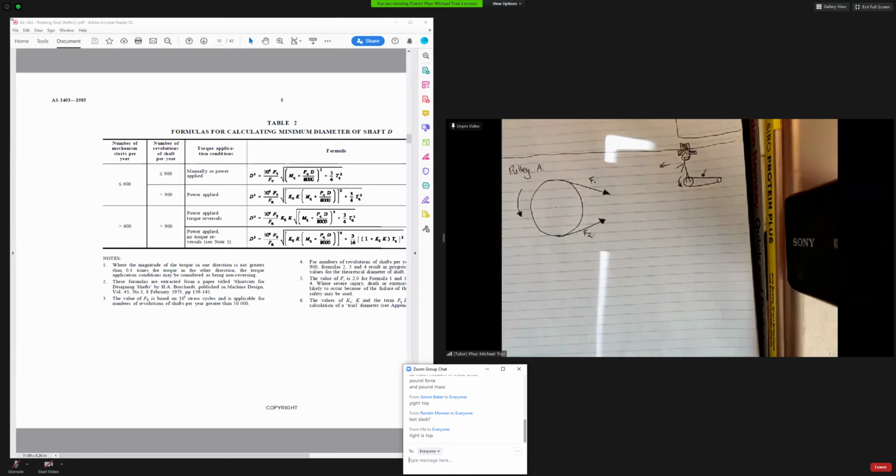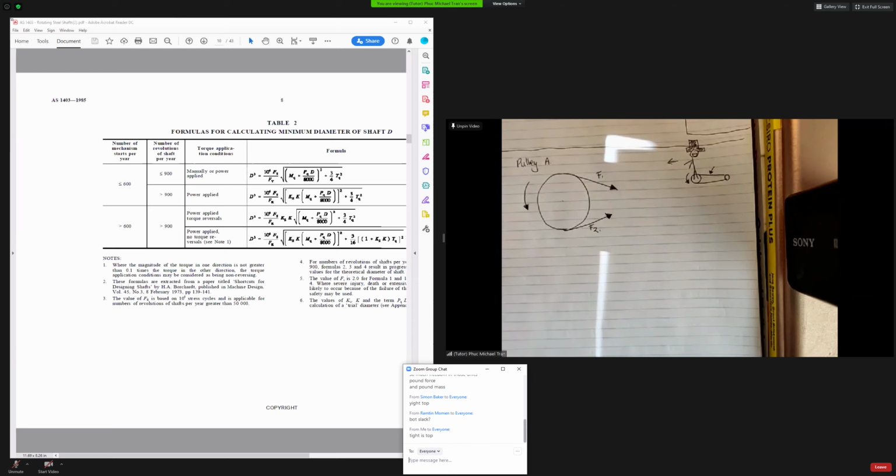Cool. All right, what other forces are there in the pulley? Are there any others that you can think of? Anyone? Not so much, but good thinking. I don't think that the friction will have a meaningful impact on the shaft itself.